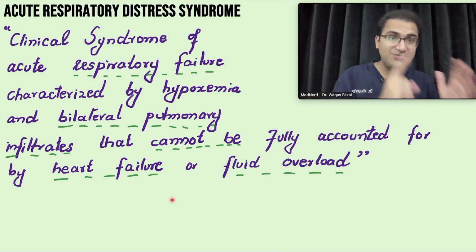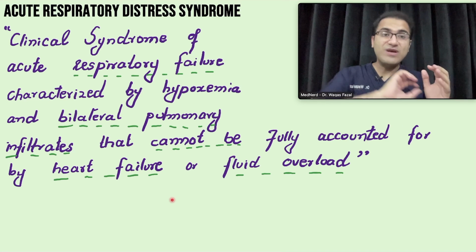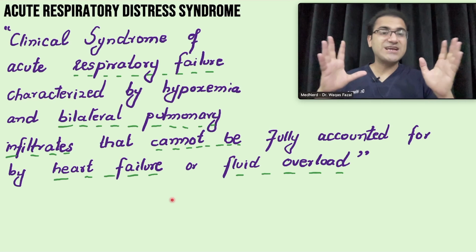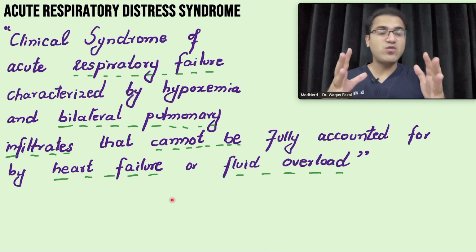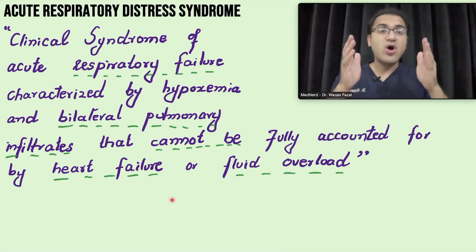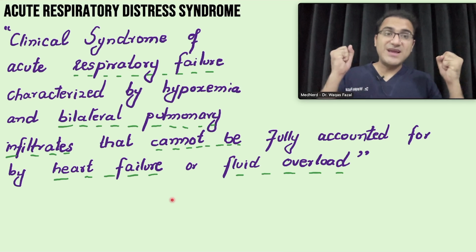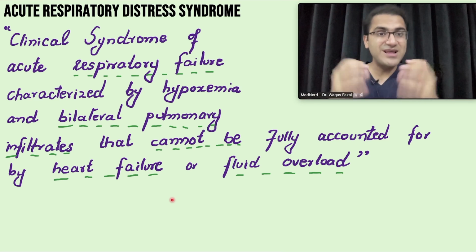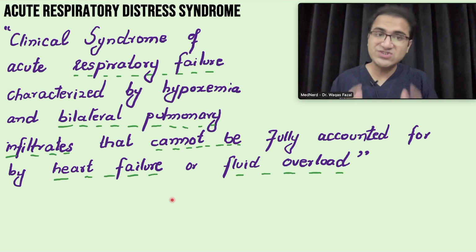And when that inflammation involves the lungs, that can cause increase in the capillary permeability and leakage of fluid in the lungs. That is a very dangerous complication of sepsis. That is a very dangerous complication of pancreatitis, where the inflammation can spread to the lungs and cause leakage of fluid in the lungs, resulting in acute respiratory distress syndrome.